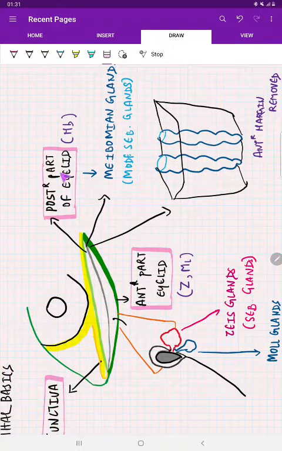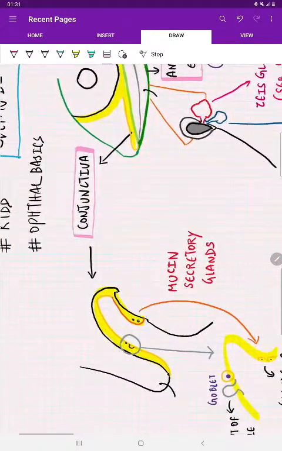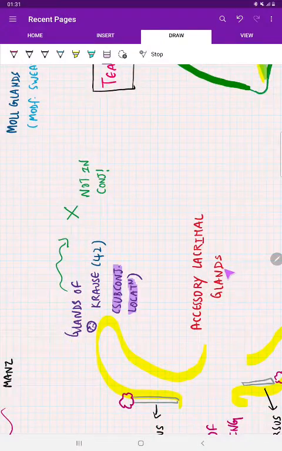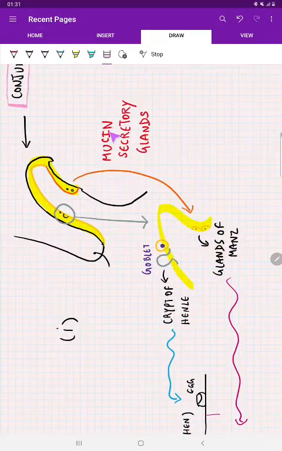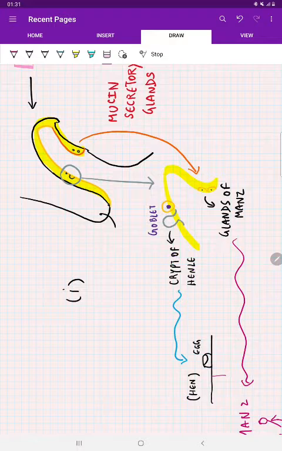Now the posterior part of the eyelid opens the meibomian or tarsal gland. Now coming to conjunctiva. In conjunctiva, we have mucin secretory glands and accessory lacrimal glands. Let us first complete the mucin secretory gland. We know mucin is secreted by one cell, called the goblet cell, which is present in the epithelium. And apart from that, there's something called the crypt of Henle.